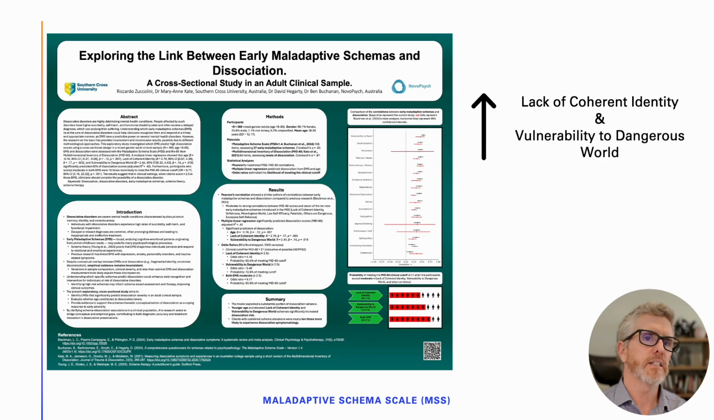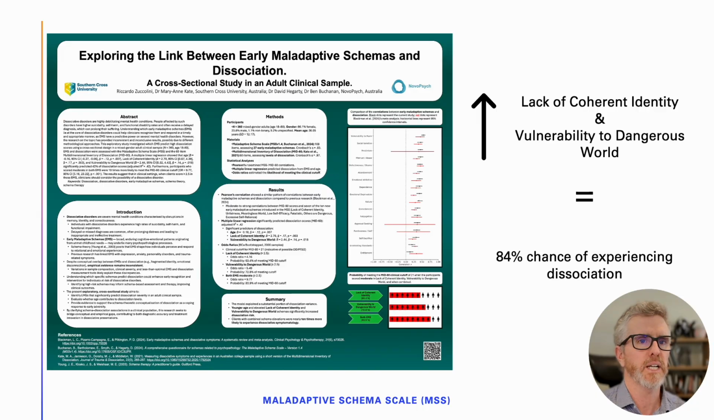In fact, this has just recently been further validated, where it's been found that when scoring high in both lack of coherent identity and vulnerability to dangerous world schemas on the MSS, then there's an 84% chance of experiencing clinically significant dissociation.